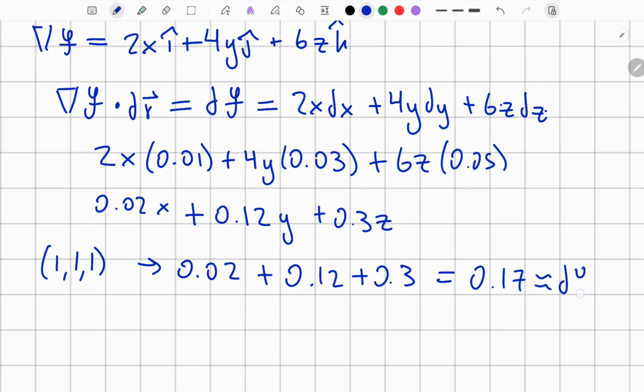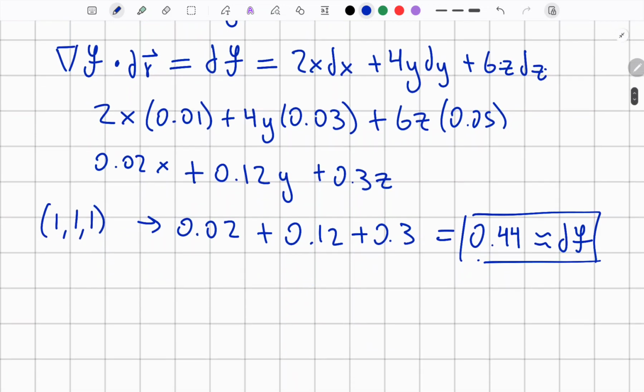That's going to approximately equal our small change in our function in moving from those points. I actually see now that I added that last term wrong, so we'll instead end up with 0.44. It's going to be our approximate change in our function.